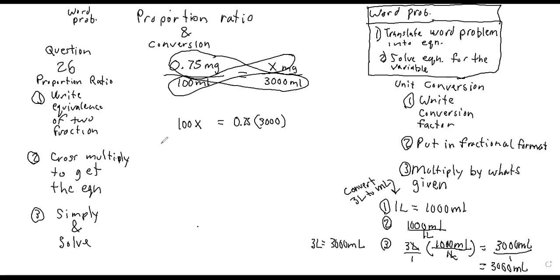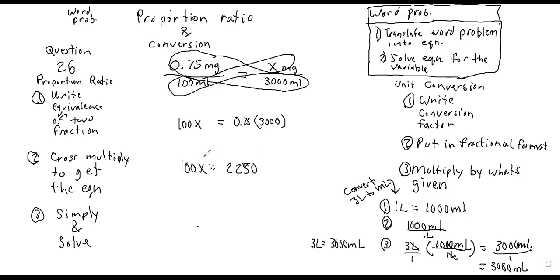Okay, now we multiplied it. Now the next and last step here is to simplify and solve. So let's go ahead and do that. We got 100x equals, now 0.75 times 3,000 is going to give us 2,250, right? And now we simplified that side.